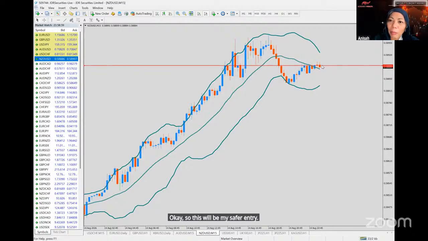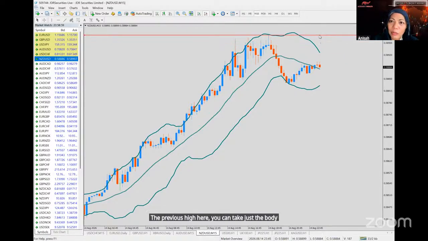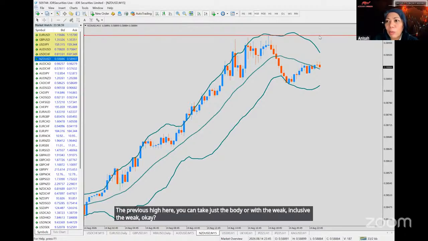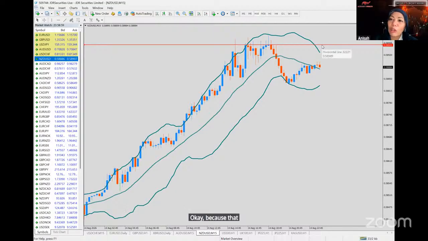All right, so my first target would be the previous high here. You can take just the body or inclusive of the wick. If we take the wick, it should be 0.58976. But I like to take the body, because that's where the real volume is. So my first TP would be 0.58949. So that would be my outlook on Kiwi.